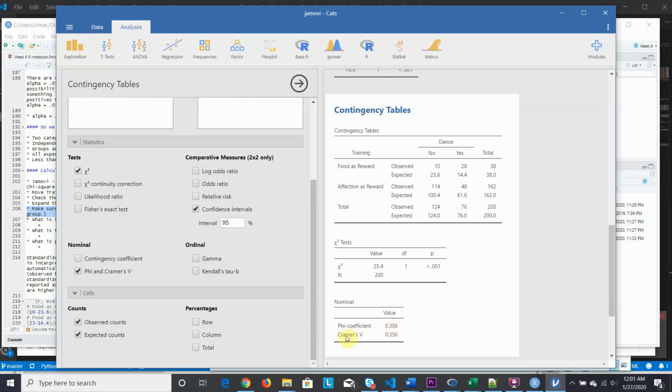And Cramer's V, if you have a bigger contingency table with more than a 2x2, it could be a 2x4 or a 3x3, something like that. Cramer's V would be the appropriate thing to report. In this case, they're the same, but if there were a bigger table, then you'll start to see a little bit of difference there. So I'd report the Cramer's V.